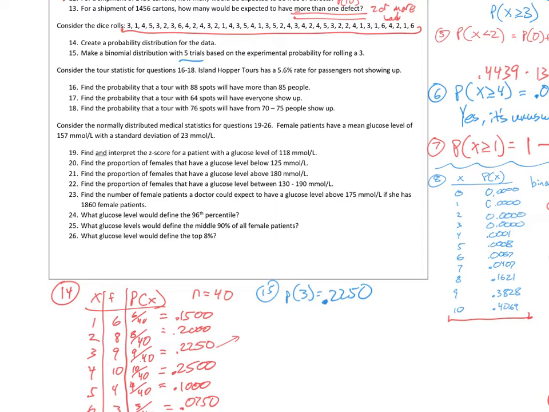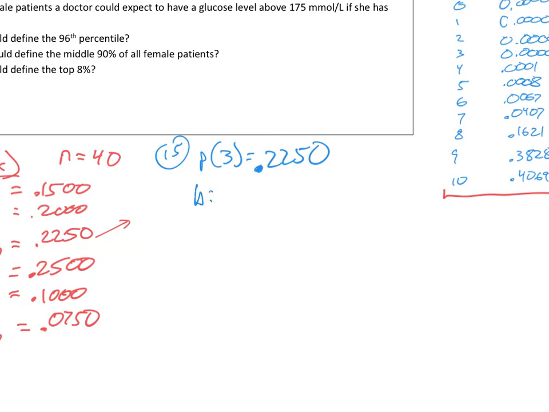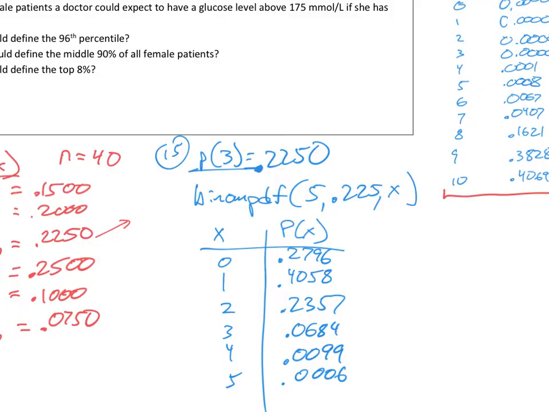So if we have 5 trials, we want to find, so we're going to use binomial PDF, 5 trials, 0.225, and then x. Again, now a binomial distribution. We could get a 3 0 times, 1 time, 2 times, 3 times, 4 times, or 5 times. Then using our calculator, just plug in the number for x and crank it out. And there's our probabilities. Okay, and that's all we're doing for this problem.